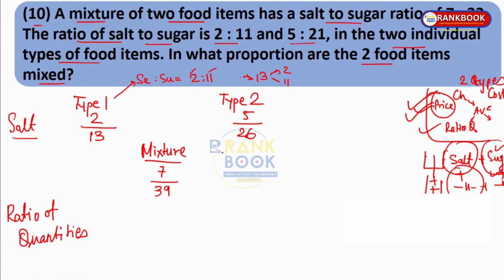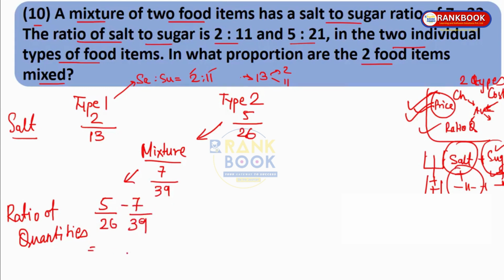How to do it? We have always seen, what we do, we take costly minus average, and then we take average minus the cheap one. But here we do not know which is greater, which is less, so subtract in any way, and if you get a minus sign, just neglect it. So let us say we subtract like this: 5 by 26 minus 7 by 39.